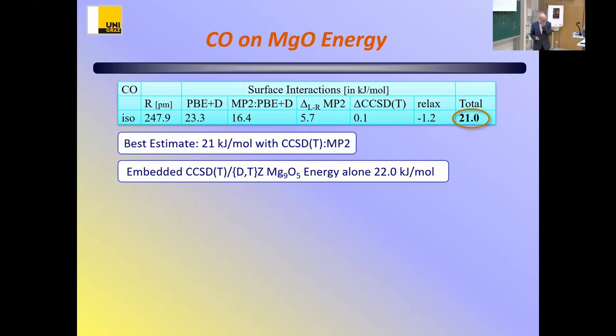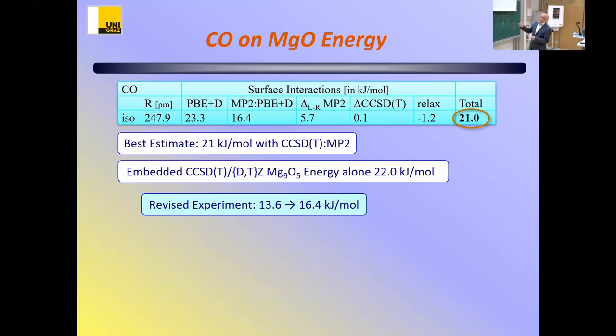So then we talked to the experimenters at that point in time. And they said, yeah, we have this Arrhenius curve, we have the prefactor, and the best which we can do with the Arrhenius prefactor is that we can go from 13.6 to 16.4 kilojoule per mole.